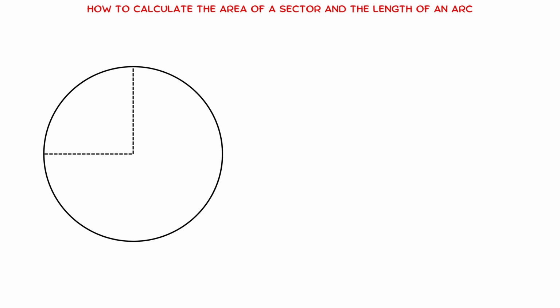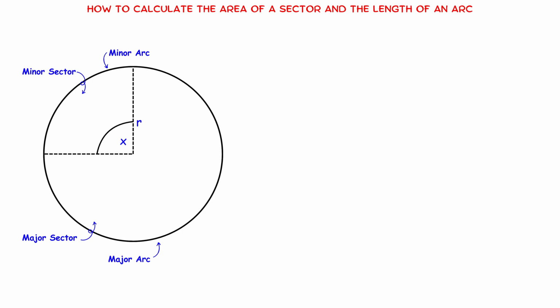In this video, we're going to see how to calculate the area of a sector and the length of an arc. To quickly recap what these terms mean, remember that when we take a slice of a circle like this, we get a minor sector contained within a minor arc and the two radii, and a major sector contained within a major arc and the two radii.